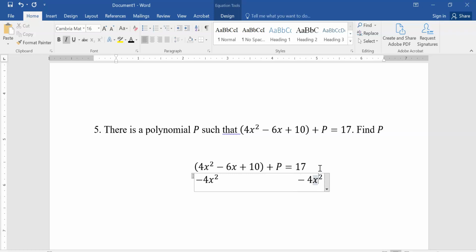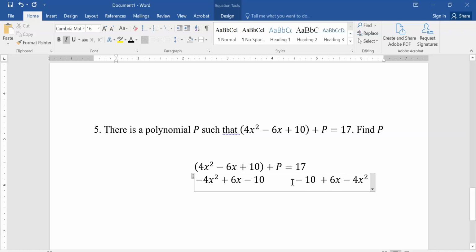Hopefully that's not too hard to follow. We're going to add 6x to both sides. And then we're going to subtract 10 from both sides. So we subtract 10, we add 6x, and we subtract 4x squared from both sides.